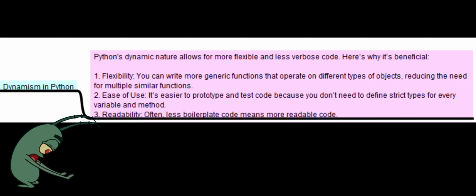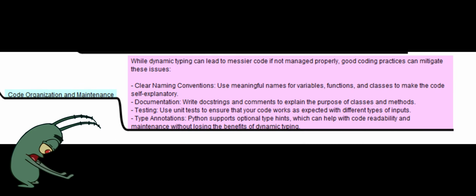It's easier to prototype and test code because you don't need to define strict types for every variable and method. 3. Readability. Often, less boilerplate code means more readable code. Code organization and maintenance. While dynamic typing can lead to messy code if not managed properly, good coding practices can mitigate these issues. Clear naming conventions.